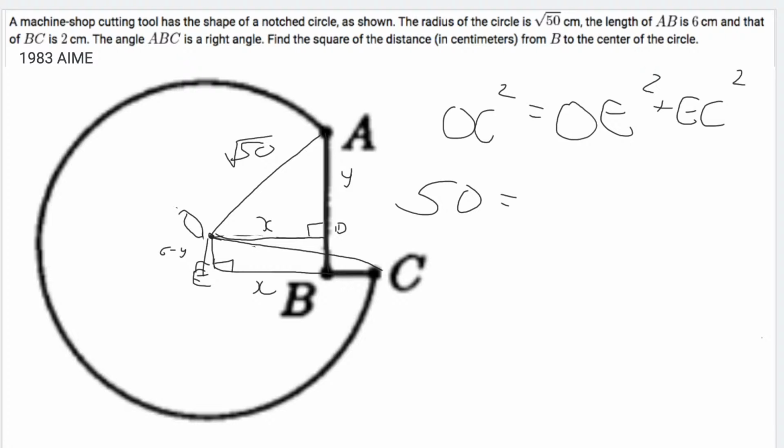And no, EC is not the radius. I mean OC is the radius. So OC squared, that's why we have 50 here. And then EC squared. If EB is X and BC is 2, that means EC is just X plus 2. So X plus 2 squared plus OE squared, which is 6 minus y squared. Now this is just a lot of computation, but let's do it.